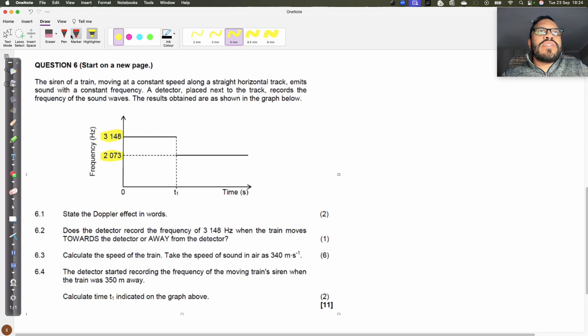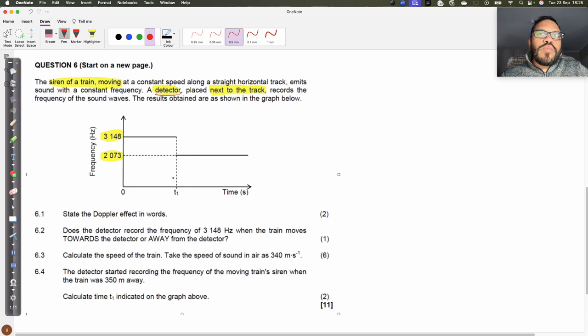And now you notice that you see the word detector. There's a detector, it's placed next to the track. Okay, and so the detector serves as the listener. That's what you must remember here. This is the listener. The siren of the train that is moving. So in other words, the source is moving. And we don't have the speed. If you see here, it's not giving us the speed. They're just telling us it's moving, right? A detector placed next to the track records the frequency of the sound waves.